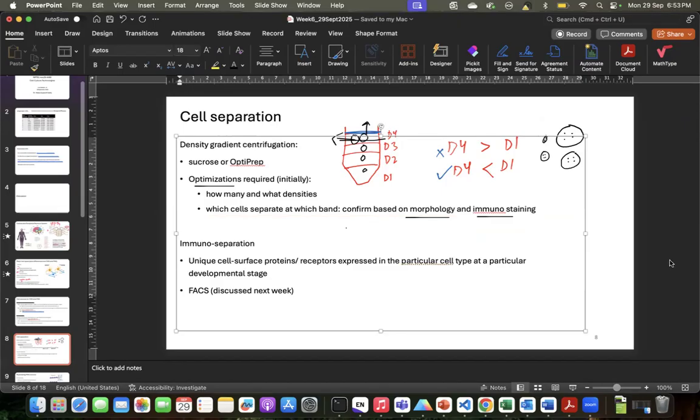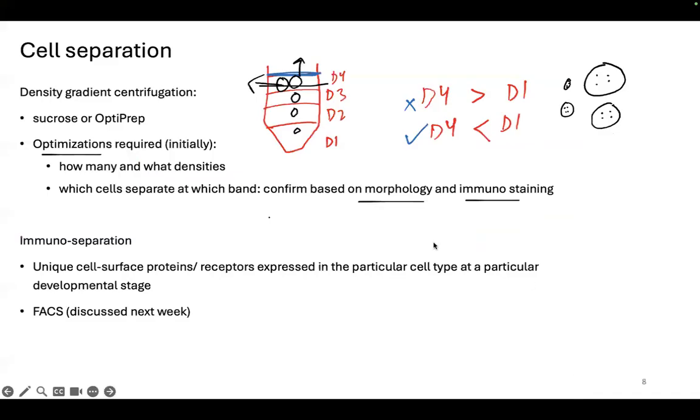It doesn't matter anyway. It's not going to affect our discussion. The concept still stays the same. The less dense cells, whether they're bigger in size or smaller in size, whatever, share the same density. So more dense at the bottom, less dense at the top. All right, cool. Sorry for this interruption.